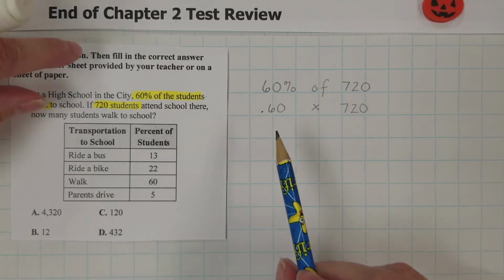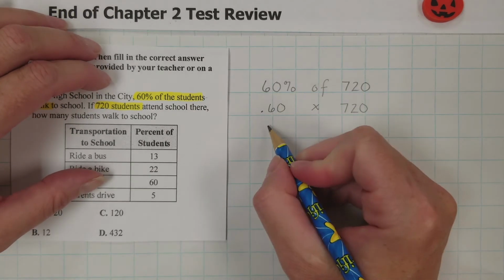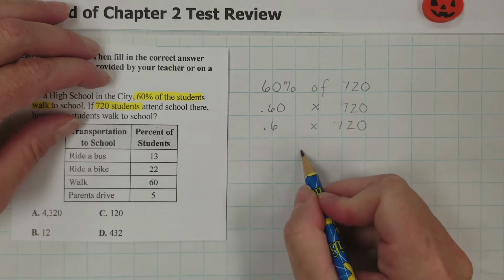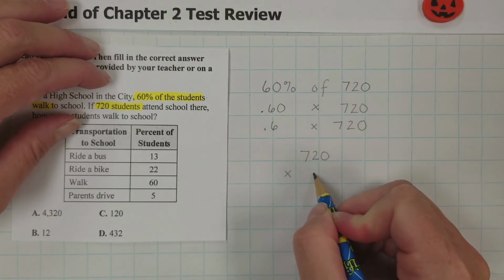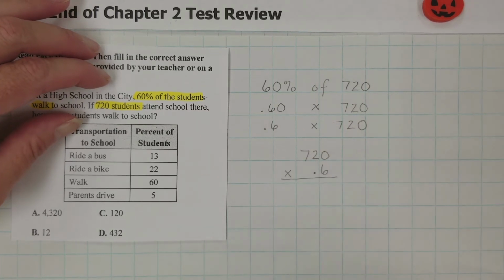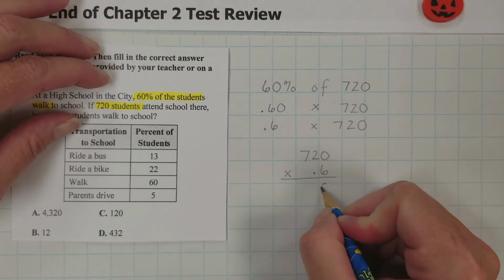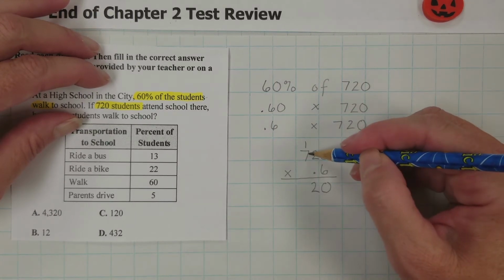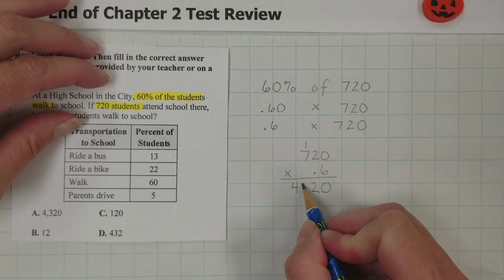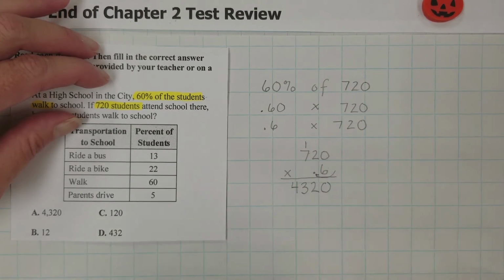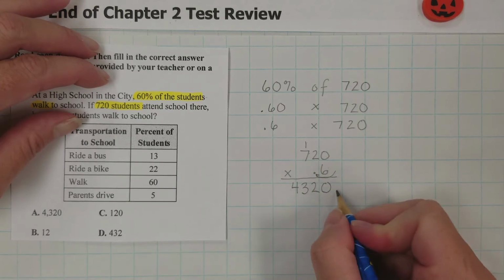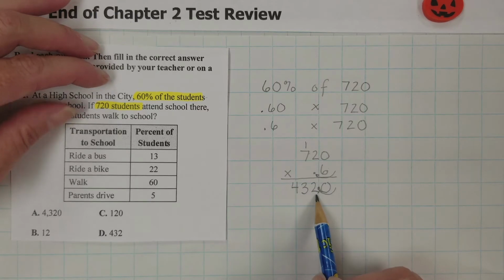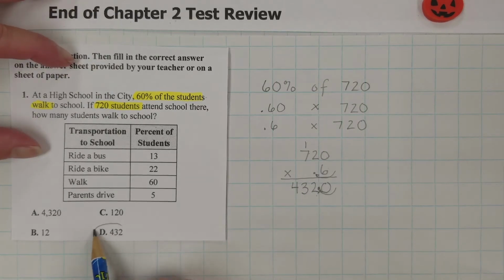Now, for the purposes of multiplication, we can just write 0.6 times 720. 720 times 0.6. 6 times 0 is 0. 6 times 2 is 12. Carry the 1. 6 times 7 is 42. Plus 1 is 43. There's one decimal place in my problem, one in my answer. So the answer is 432 students walk to school. And that is answer D.